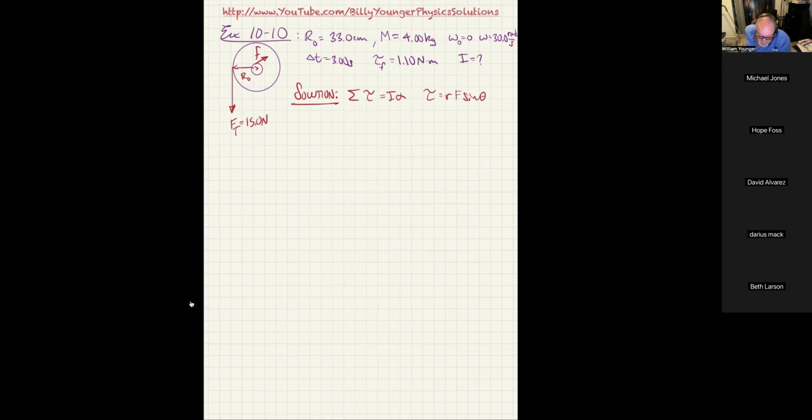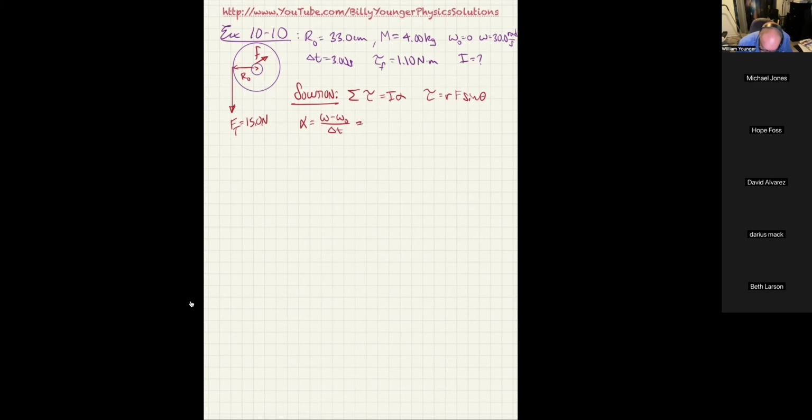And I'm going to be able to calculate alpha using our kinematic equations as follows. So alpha is equal to omega minus omega 0 over delta t. And that's the average angular acceleration. But in this case, I'm going to assume that it's actually a constant acceleration, which is fairly reasonable.